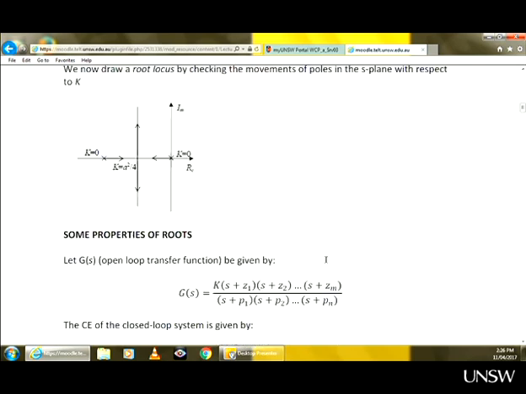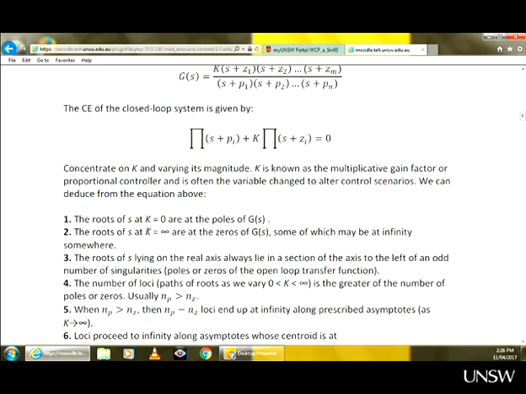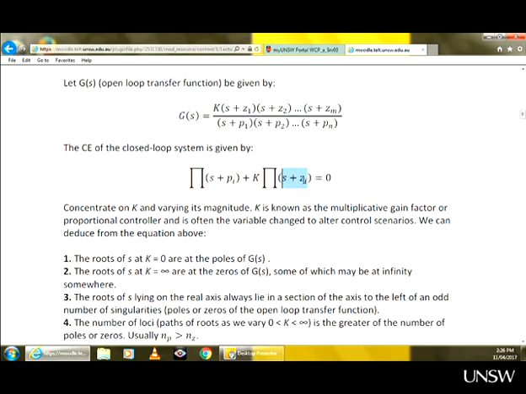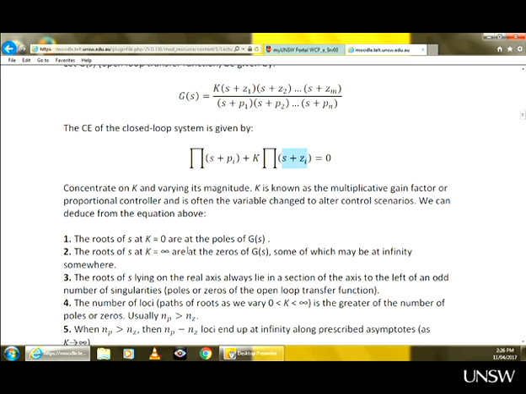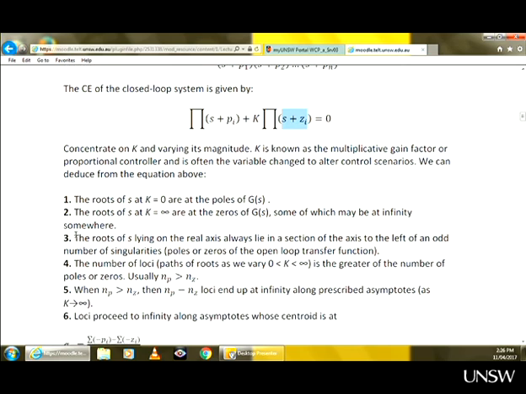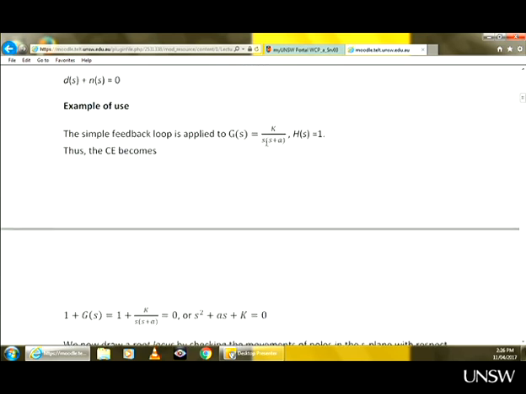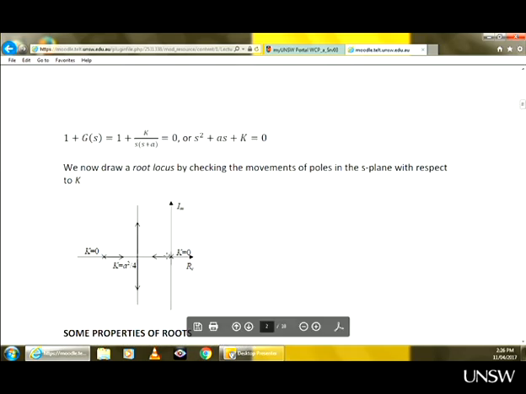Second rule, when k equals infinity, then the poles become equal to the zeros of the open loop transfer function. Some of the zeros may be at infinity. We'll see later. Rule number 3, you will have some poles and some zeros on the real axis. In this case, back here, it's two of them. One at 0, one at minus a. So here's one pole, here's another pole.